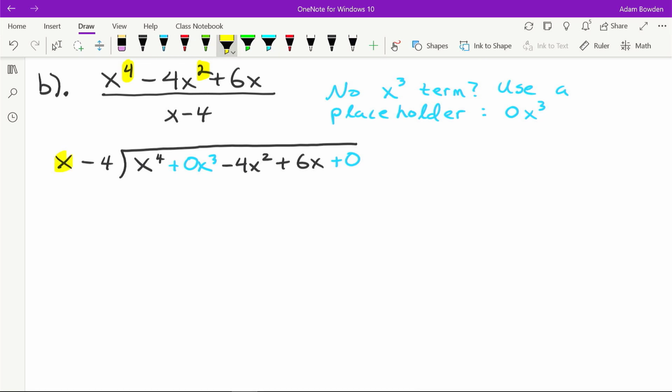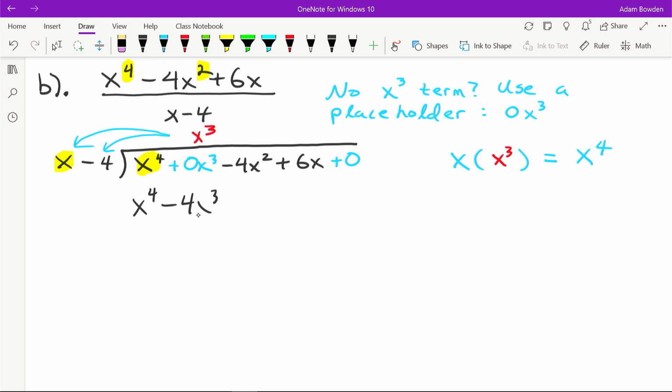Like the last one, we look at the leading terms and ask ourselves, how do we multiply to get x times blank to get x to the fourth? That would be x to the third. So up here in the quotient, I write x to the third. That multiplies to the x and to the negative 4, to get x to the fourth minus 4x to the third.